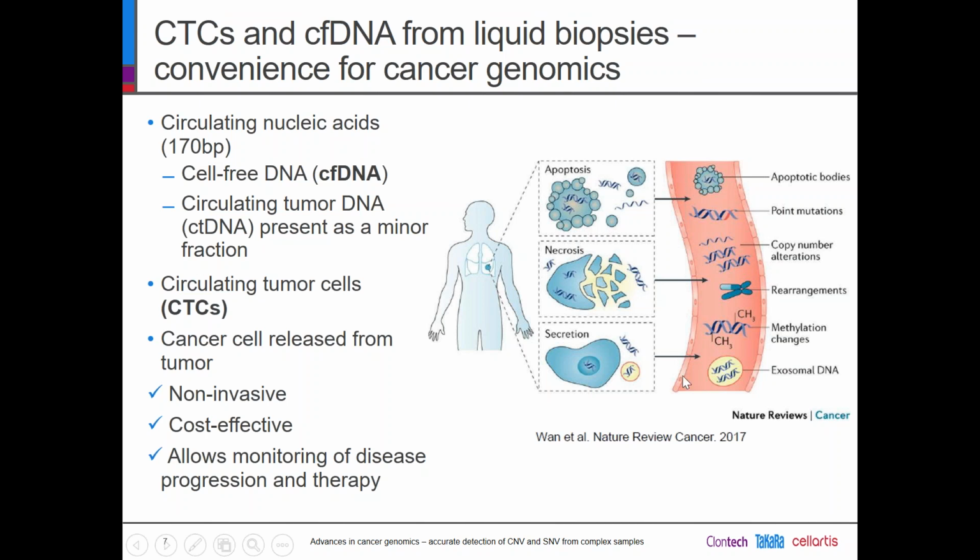So as you see here, this is just to summarize how circulating DNA can be found in the bloodstream, released from apoptosis of tumor cells, or by necrosis, or it can also be secreted, and this is exactly what you aim for. So drawing some blood of patients, and either looking at the cells which are circulating in the blood, or directly at the cell-free DNA.